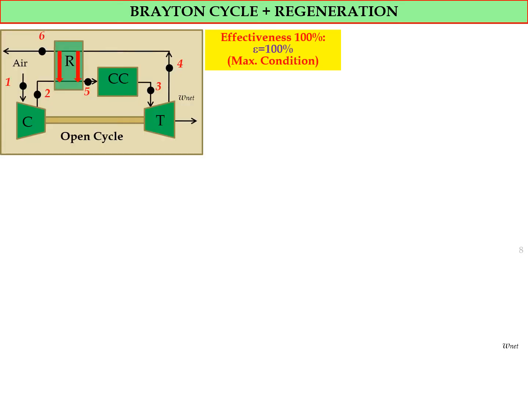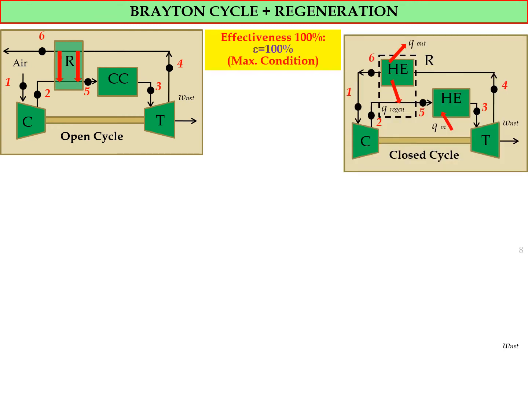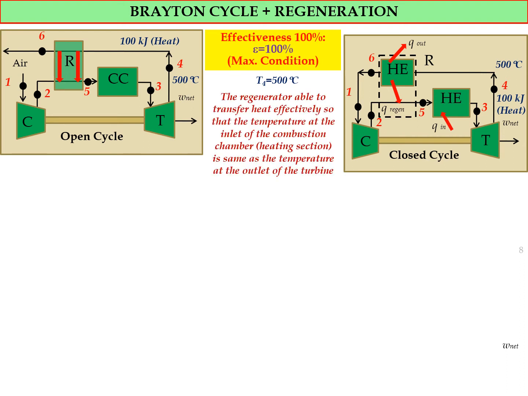Brayton cycle with regeneration. So now we look into the effectiveness. Let's say we have 100% effectiveness, which is the maximum condition. This is the open cycle of the Brayton cycle, and this is the closed cycle of the Brayton cycle, which is the simplified version of the actual cycle. Let's say the temperature at state 4 is equal to 500 degrees Celsius, as you can see in the figure, and the heat out from the turbine is 100 kilojoule.